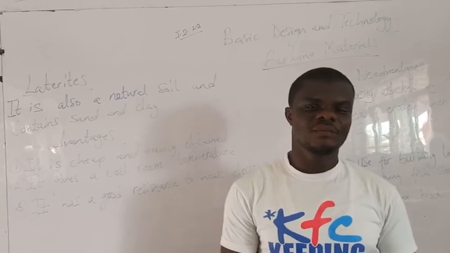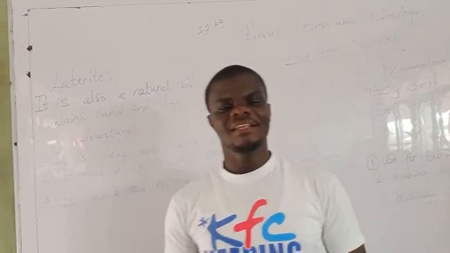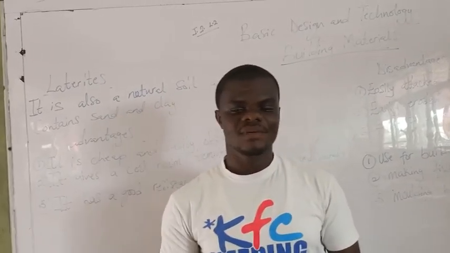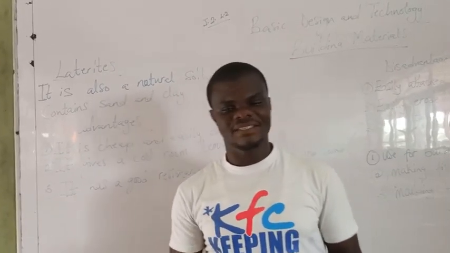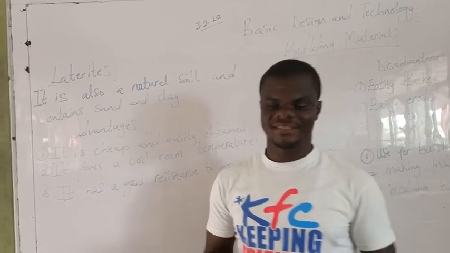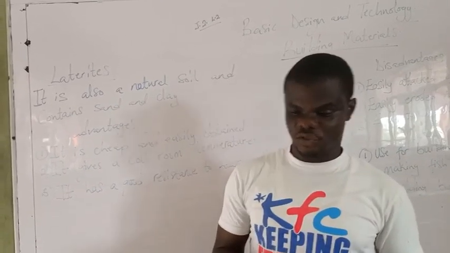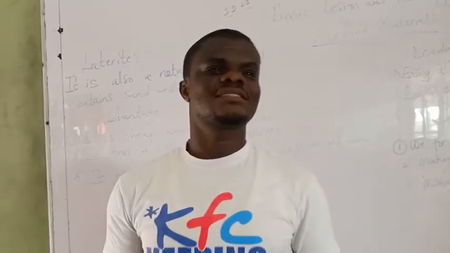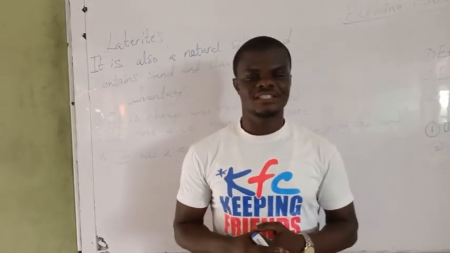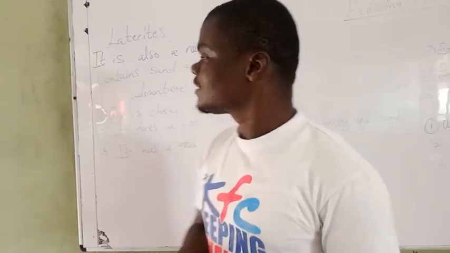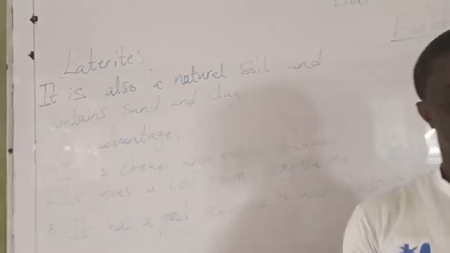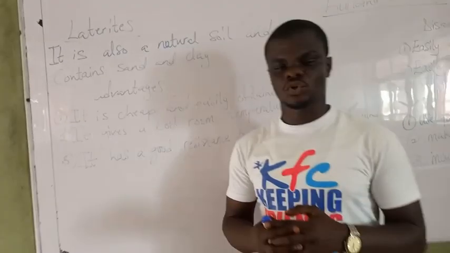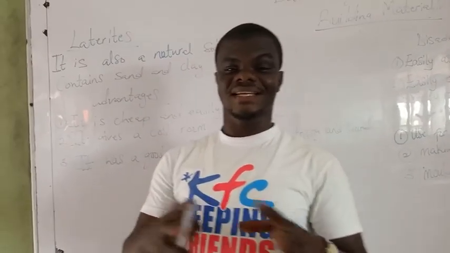The last time we met, we spoke about the binding materials, which were lime and clay. Today we are going to talk about another type of material, which is called laterite. Laterite is something that most of you have seen before, but you didn't know that it is called laterite. Laterite is a natural soil which contains sand and clay.